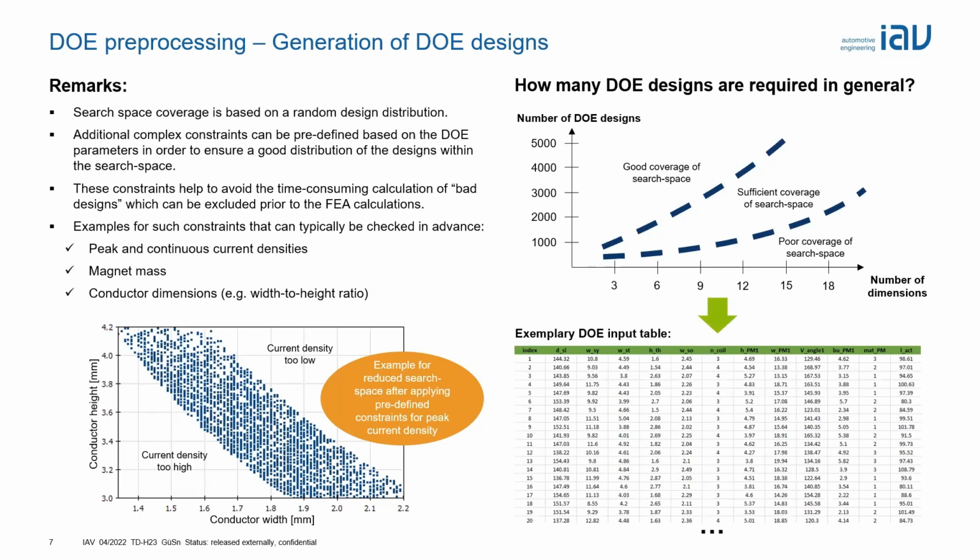Below you see an exemplary DOE input table where for each row we have one e-machine with a corresponding index, and then we also have here the input parameters that are variable.